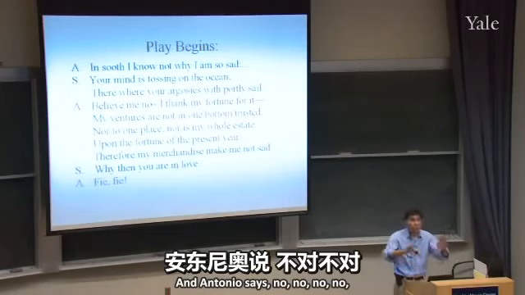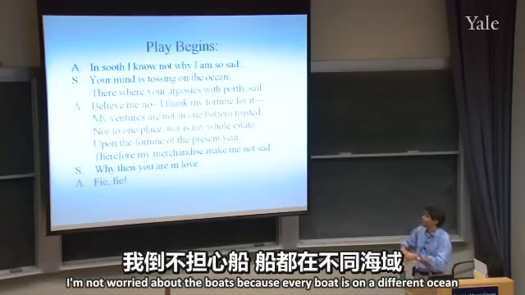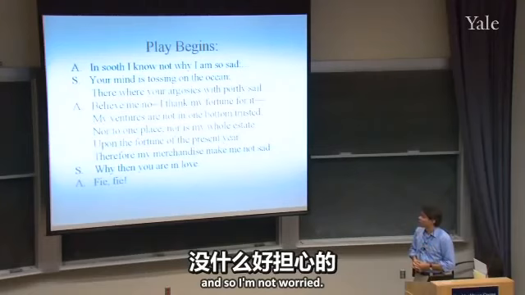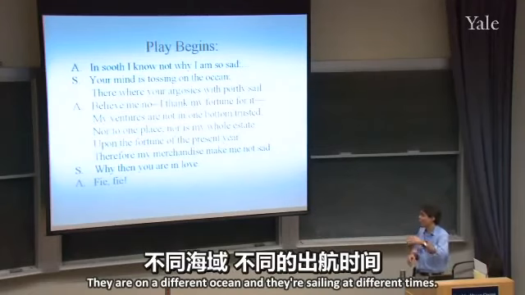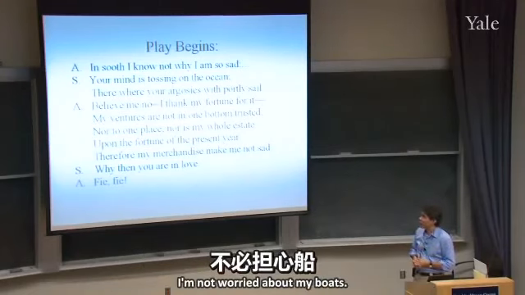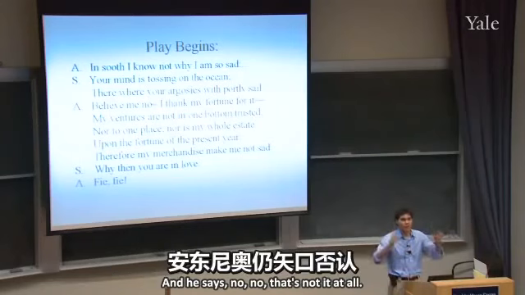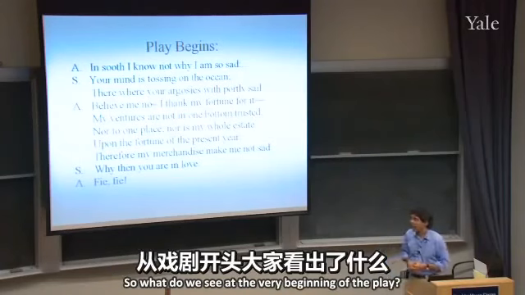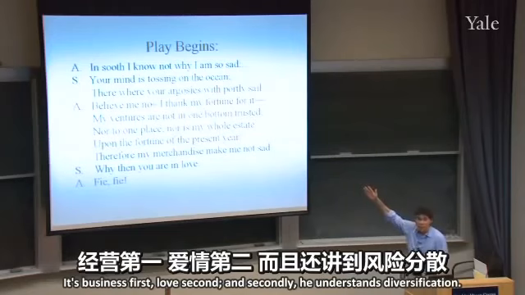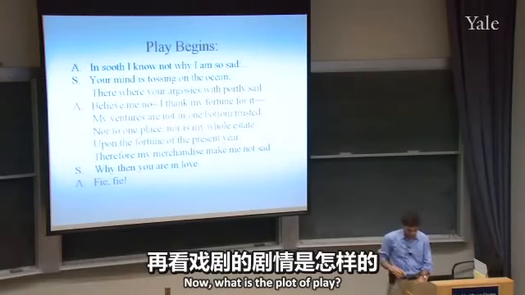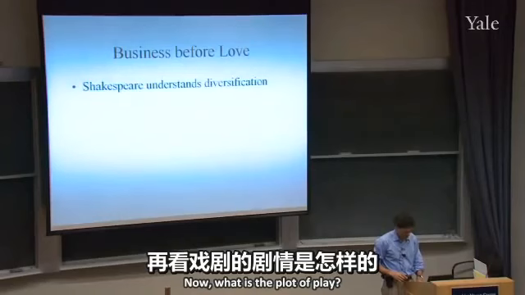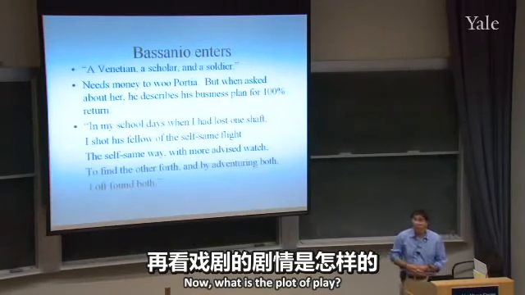And Antonio says, "No, no, no, no. I'm not worried about the boats because every boat is on a different ocean. And so I'm not worried, they're at a different ocean and they're sailing at different times. I'm not worried about my boats." And so then the interlocutor says, "Well, then you must be worried about love." And he says, "No, no, that's not it at all." So what do we see at the very beginning of the play? It's business first, love second. And secondly, he understands diversification. Okay, so now, what is the plot of the play?